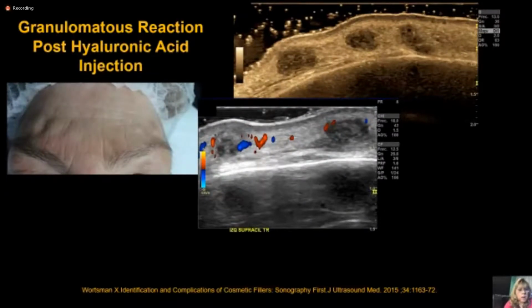Then we have a granulomatous reaction post-hyaluronic acid injection. You can notice the bump in the frontal region, and there were oval-shaped hypoechoic structures in the site of the injection of the hyaluronic acid.